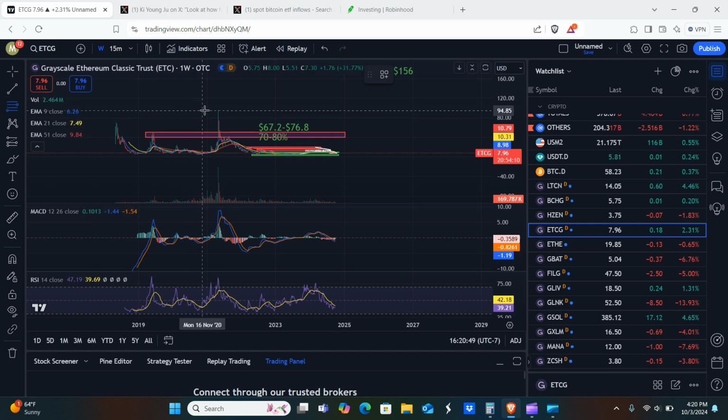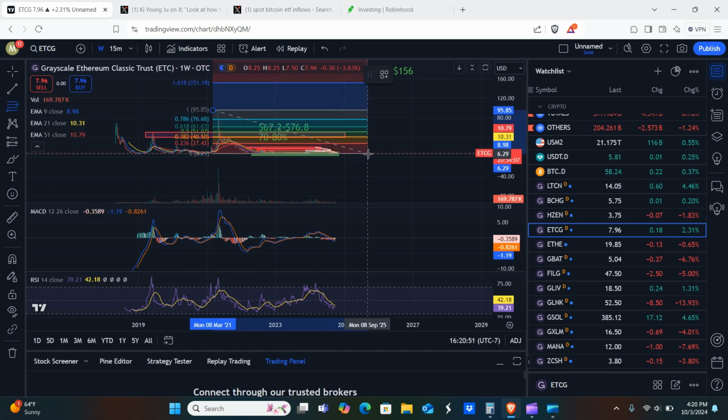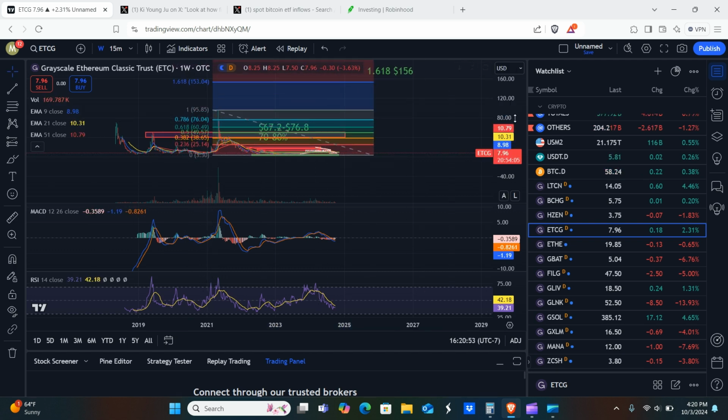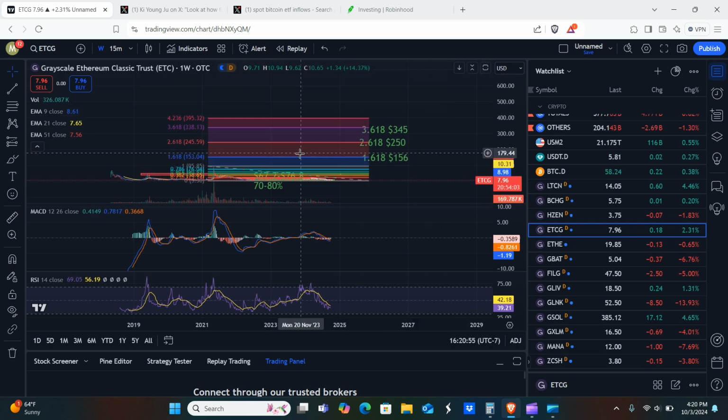ETCG, again, some of the Bitcoin miners went from a couple dollars to $80. So I do think these levels are possible. If the miners could do it, then I don't see any reason why these Grayscale trusts can't do it. So 146, 246, 331, and roughly about 400.